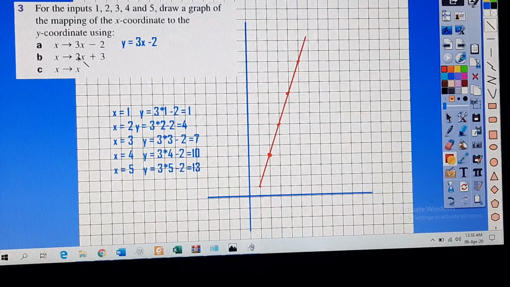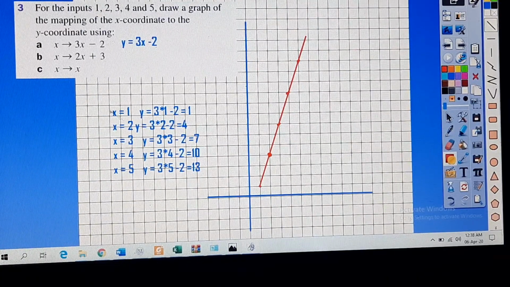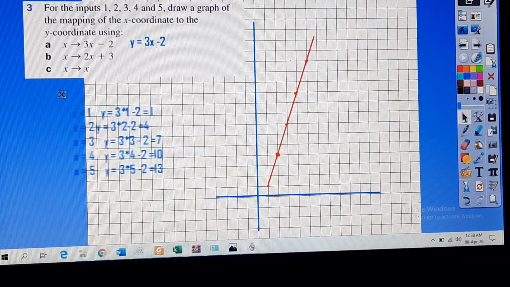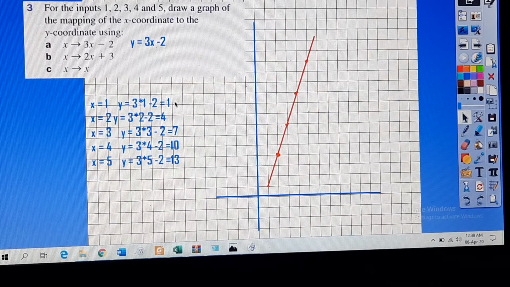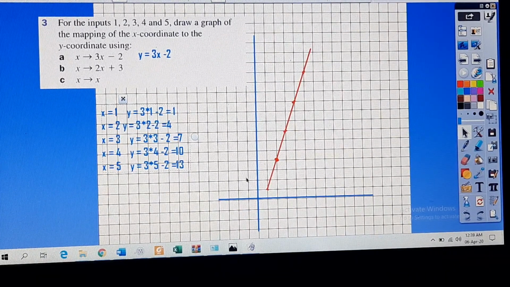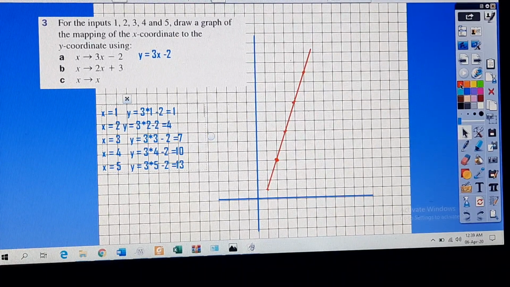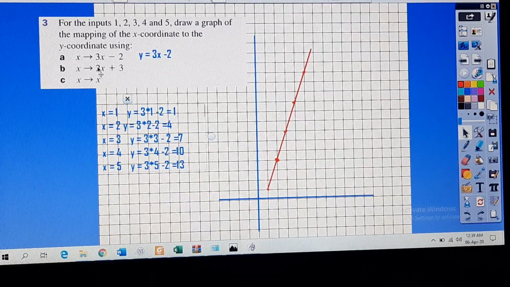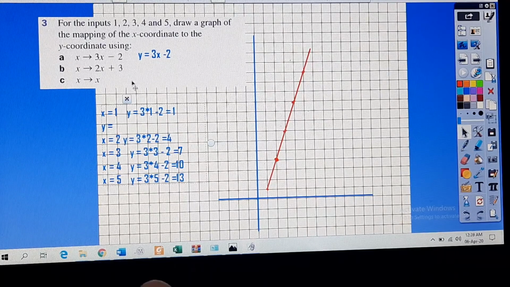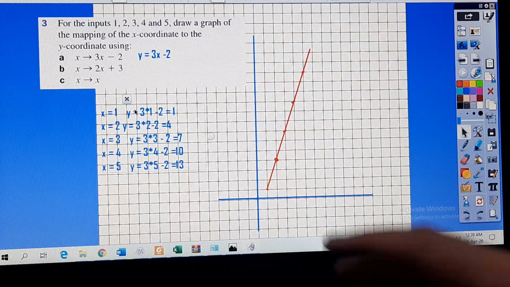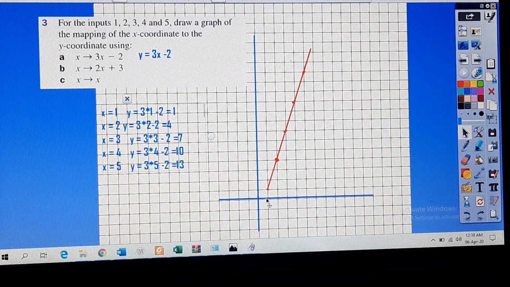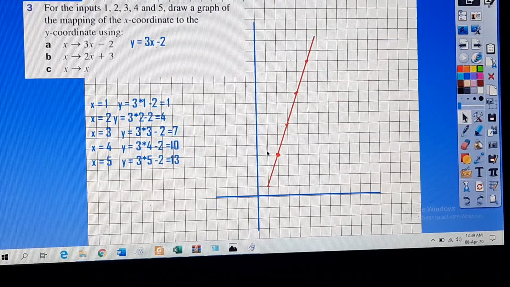For the second one, I have 2x plus 3. Here I will only write the points. You can perform the operations. If x is 1, 2 times 1 is 2, plus 3 is 5. So y will be equal to 5. It will mix a bit, so that's why I directly draw the line. So I have (1, 5). I have this point here.